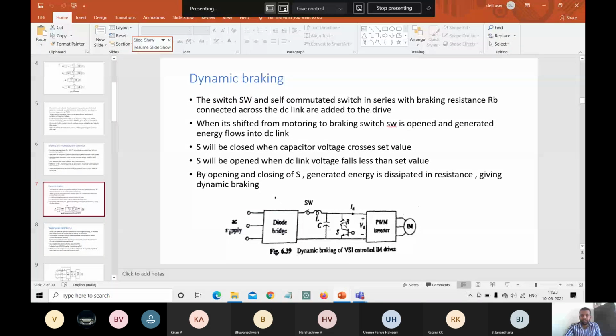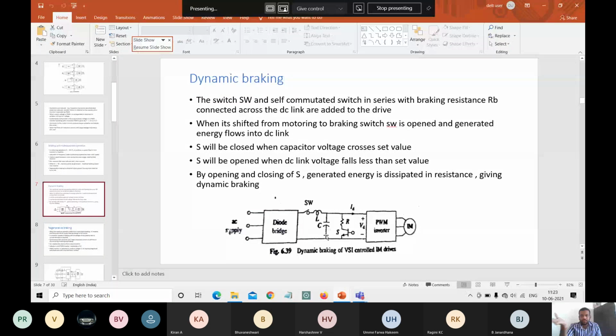So what is the DC link? The DC link is nothing but a link through which DC flows. Look here: the AC is converted into DC using the diode bridge. That DC flows through this and is connected to our inverter. The input of the inverter is DC.